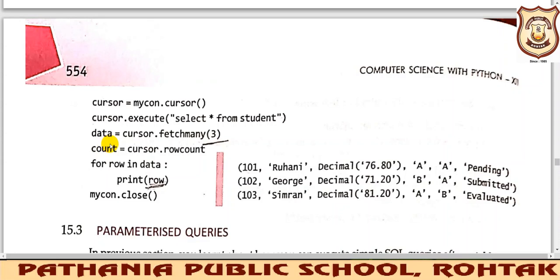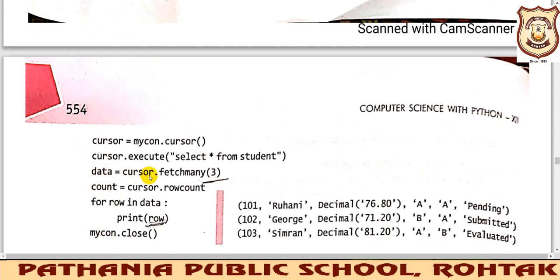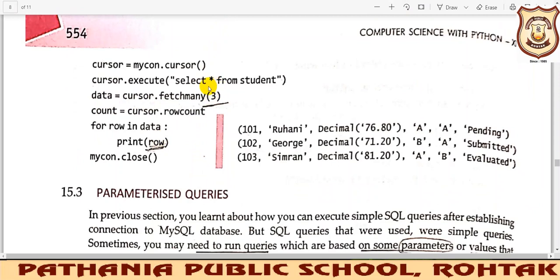Next is data equals cursor dot fetchmany. This is another object that we are creating to fetch the data row by row. How many rows will it fetch? 3 rows. So this fetchmany function will fetch 3 rows together from the database, and the row count will be 3. Why? Because 3 rows have been fetched.